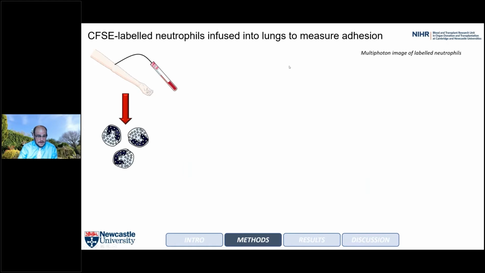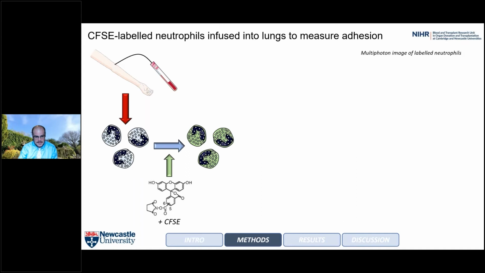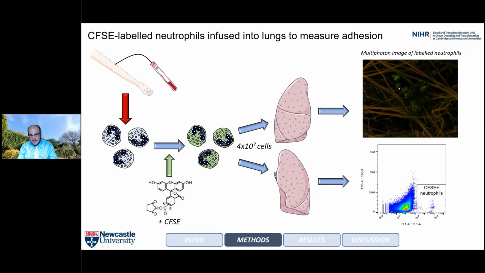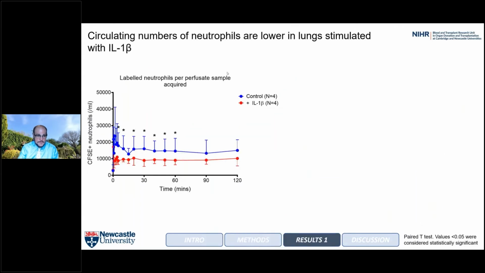We were then also able to take fresh donor blood, isolate some neutrophils, and label them with CFSE so that we can then track them and infuse them after a period of time in perfusion into the lungs and track where they go. And here you can see a multi-photon image of labeled neutrophils which had exited into the lung parenchyma. And in the bottom, you can see looking at flow cytometry and the levels of neutrophils that were circulating at a given time.